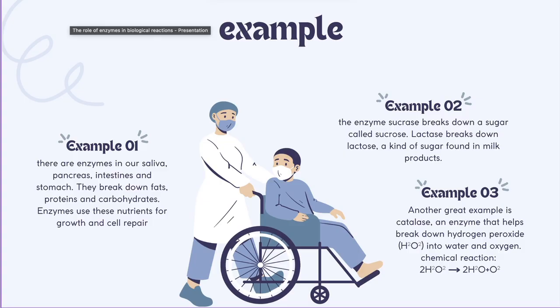Example 2, the enzyme sucrase breaks down sugars called sucrose. Lactase breaks down lactose, a kind of sugar found in milk products. Another great example is catalase, an enzyme that helps break down hydrogen peroxide, H2O2, into water and oxygen.